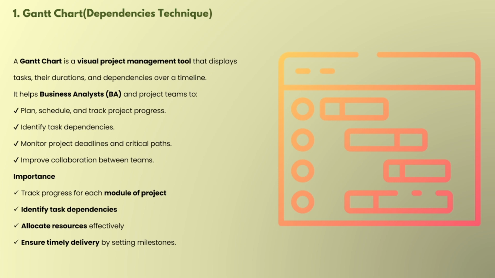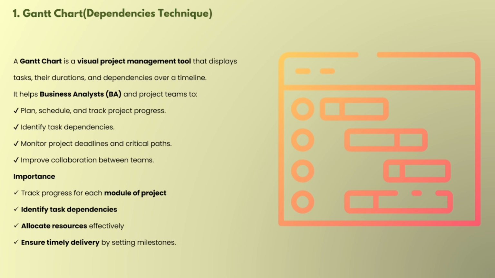This chart also helps in monitoring project deadlines and the critical path. What does it mean? It helps spot important deadlines and the tasks that absolutely can't be delayed without affecting the whole project. And in the last, we can say that the Gantt chart helps improve collaboration between teams. Since everything is laid out clearly, different teams can coordinate better and avoid stepping on each other's toes. So this is where the Gantt chart can help the BA.